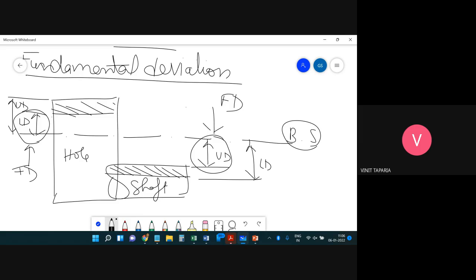Any doubts? Yes, sir, I have a doubt. Sir, in this case, when the basic size lies within the tolerance, won't it be 0 every time? No, I'm not saying it will be 0. I'm saying it can be 0. Lower deviation can be 0 if basic size coincides with the lower limit, or it may not be 0 if it lies within the tolerance zone also. If it is a bilateral tolerance, then it may not be 0.